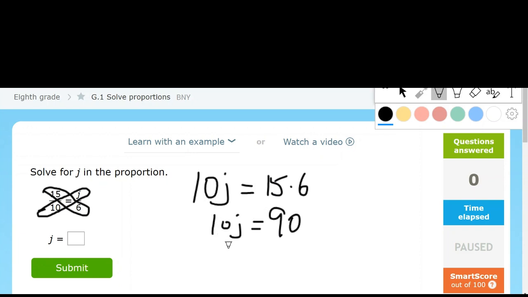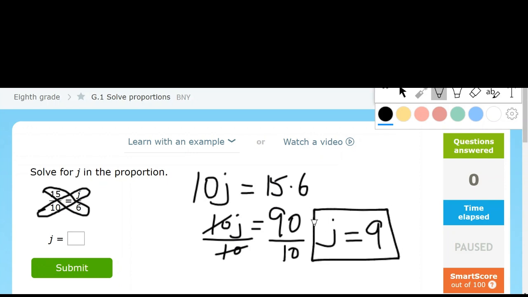Now we want to isolate the j. So what operation are we doing to the j here? Well, we're multiplying it by 10. What's the opposite of multiplying by 10? Well, it's dividing by 10. And you have to remember that we want to do this to both sides of the equation. 10 divided by 10 is 1, so we're left with j is equal to 90 divided by 10, which is 9. So we're left with j equals 9.